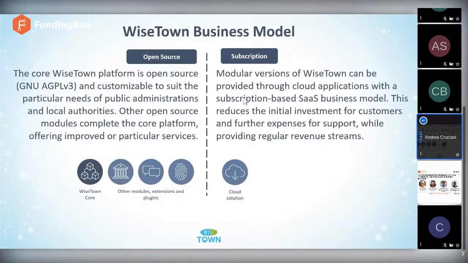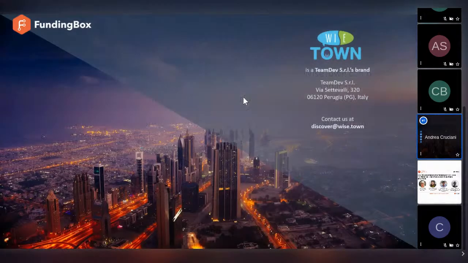Voice Town is both an open source solution, but can also be delivered as a subscription. And thanks to this, we can support not only Italian countries, but also other countries that are in a very high emergency in this moment. Thanks, and I'm here if you have any question.